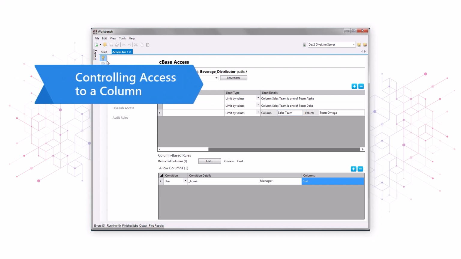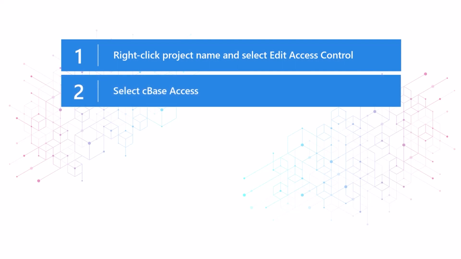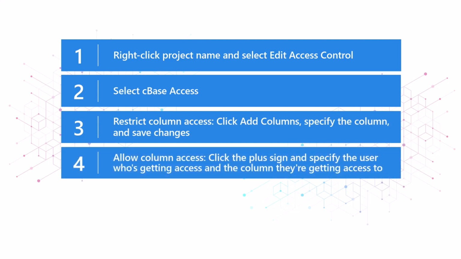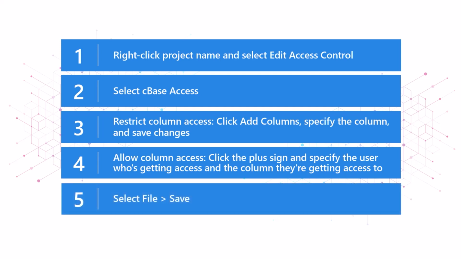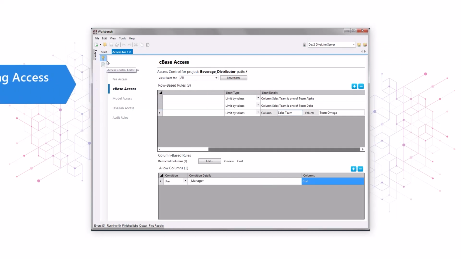If you're controlling access to a column, you right-click the name of the project and select Edit Access Control, select cBase Access, restrict access to the column by clicking Add Columns, specifying the column and saving your changes, allow access to the column by clicking the plus sign in the column-based rules section and specifying the user or group to which you want to restore access, and the name of the column you want them to have access to, and select File Save.